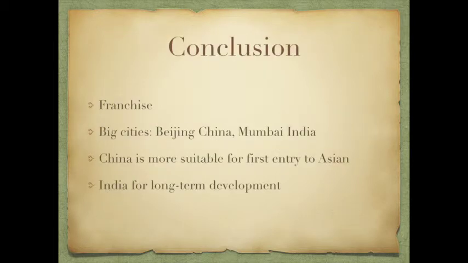To put it all in a nutshell, we will use franchising to enter the Chinese market and the Indian market, and restaurants will be built in big cities such as Beijing, China, and Mumbai, India. And based on our research, India should have a larger growth space for fast food companies on account of a higher population growth rate. However, China is more suitable for first entry to Asia due to the stable growth in recent years. Thank you.